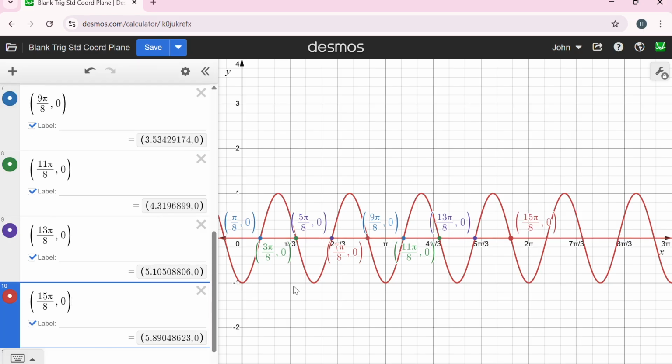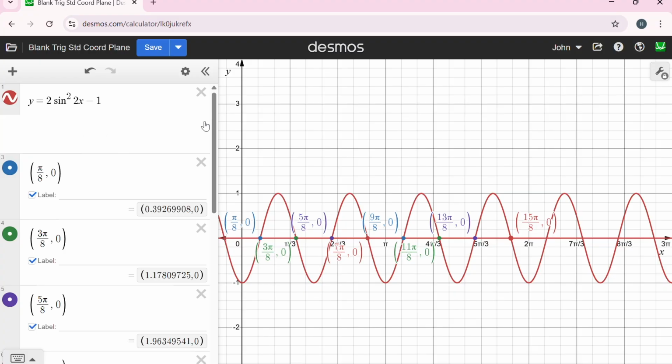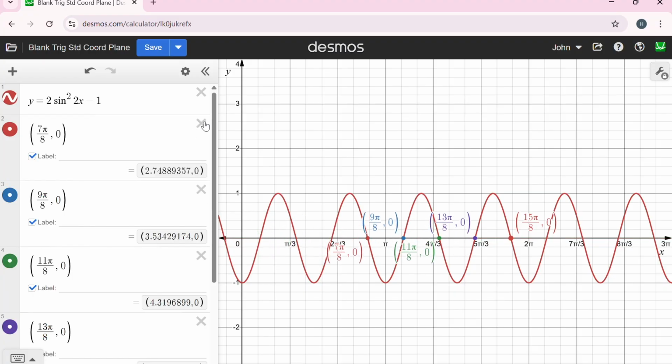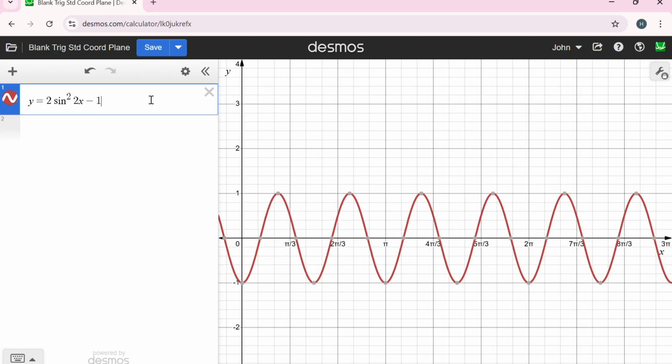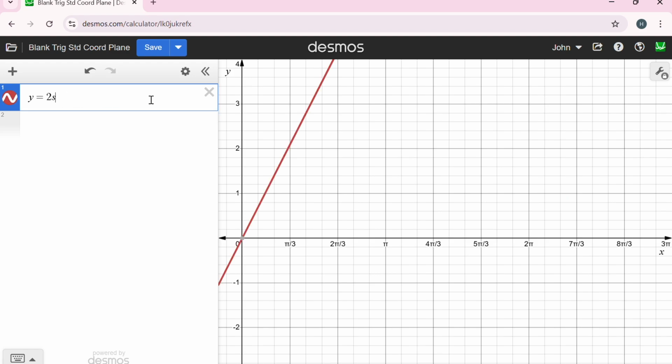So let's go over this again. Pi over 8, 3 pi over 8, 5 pi over 8, 7 pi over 8, 9 pi over 8, 11 pi over 8, 13 pi over 8, and 15 pi over 8. Lots of solutions there. Okay, on to number 5.